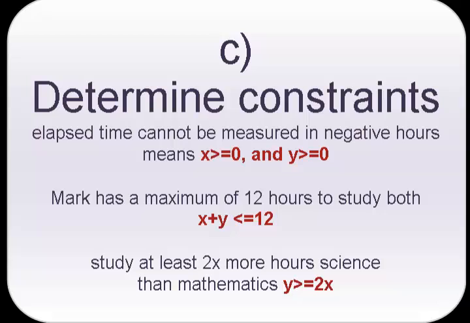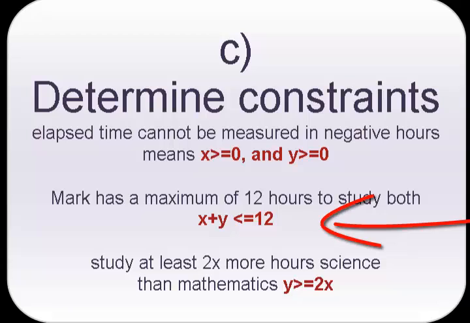Next, we need to determine the constraints. These are the conditions that x and y, or the hours of science and math, must follow. They can't be negative hours, so therefore x, or the mathematics hours, must be greater than or equal to 0, and y, the science hours, are also greater than or equal to 0.